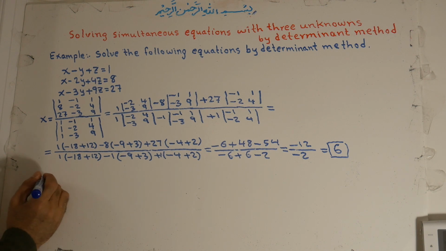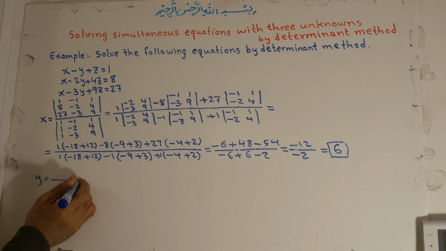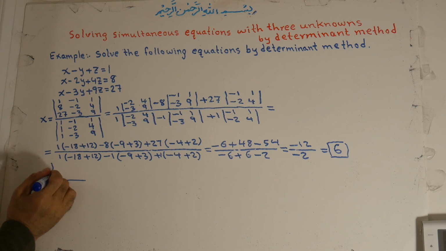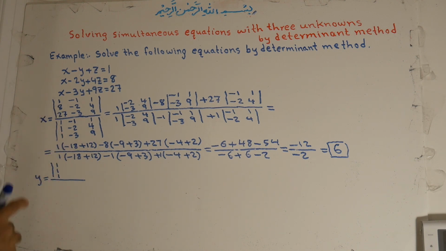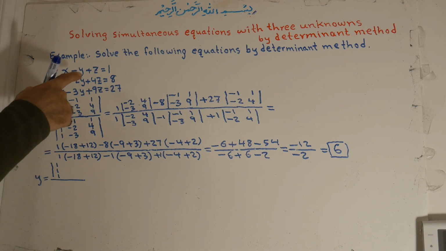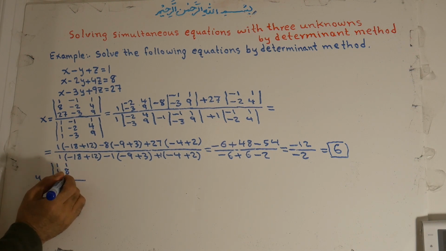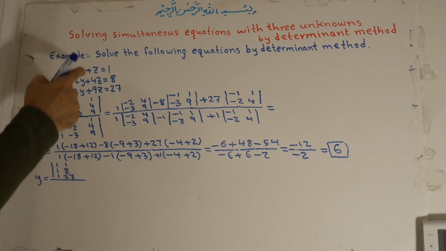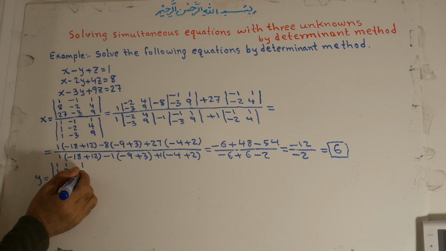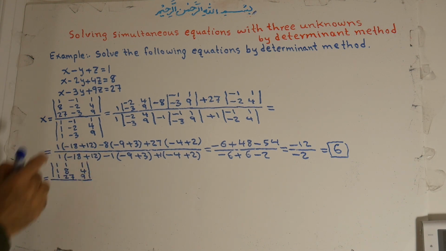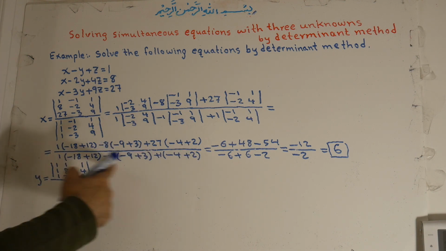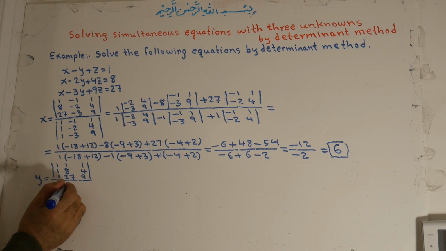For the y, we leave the coefficients of x as is, 1, 1 and 1, and because we are solving for y, instead of the y coefficients we put the c numbers 1, 8 and 27, and for the z its coefficients, the first z is 1, the second one is 4, and the third one is 9. Because the denominator for x, y and z are the same, we do not need to repeatedly write it, we just write the result. The result of the denominator is minus 2.